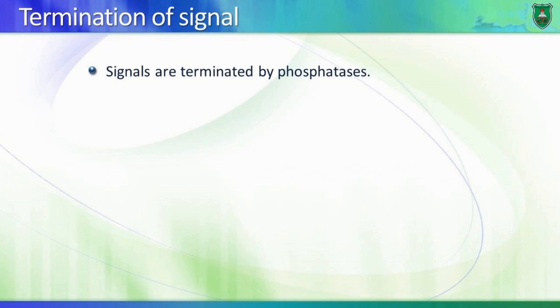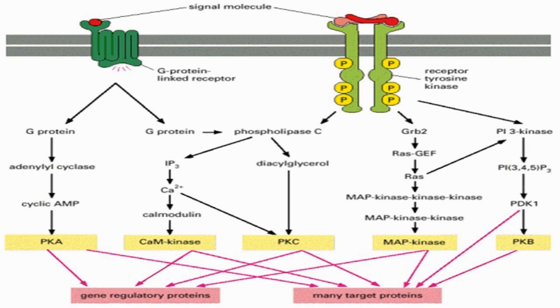Finally, how are the signals terminated? By phosphatases. Okay, so what these do is that they remove the phosphate groups on the receptor, or the phosphate groups on the other molecules that are phosphorylated within this pathway by any one of these kinases. It's really hard to talk about all of the phosphatases and all of the kinases and all of the regulatory molecules, but this is the take-home message.